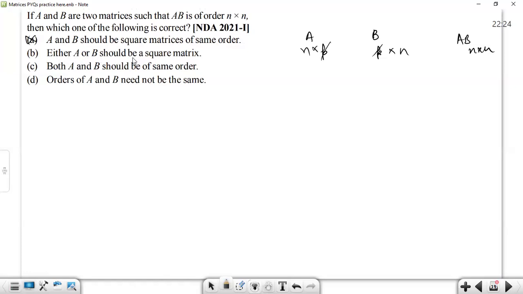Either A or B should be a square matrix. No, it may not be possible. P can be anything. Both A and B should be of the same order. No, they are not of the same order. Orders of A and B need not be the same. Okay, yes, this is a good condition.